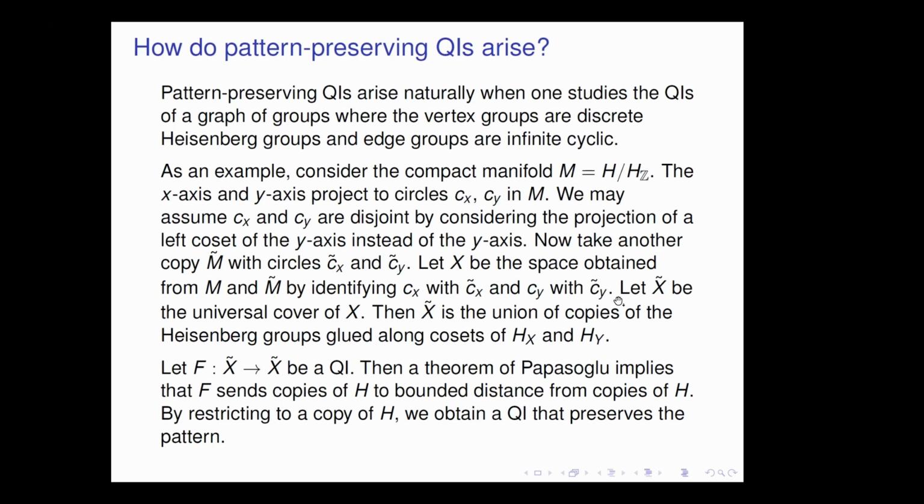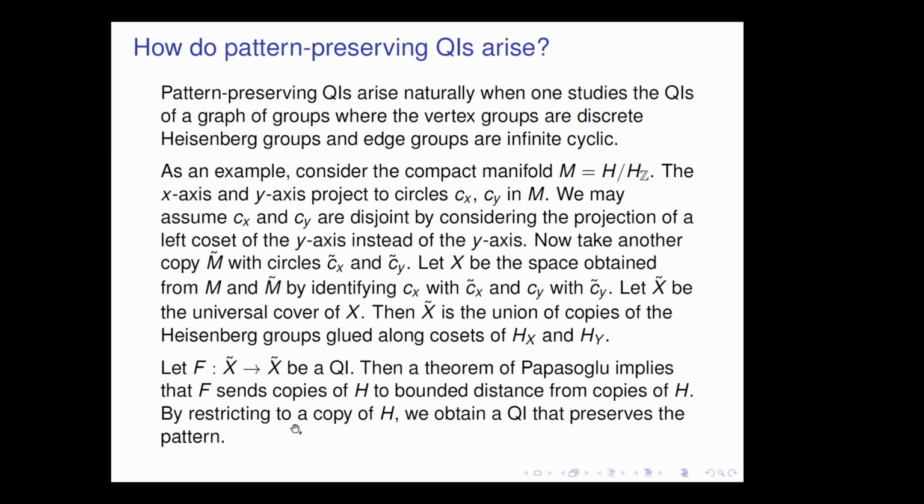Now consider the universal covering space X tilde. Since X is the union of two copies of manifold M, the universal covering space is the union of copies of the Heisenberg groups. They glue together along cosets of the x-axis and the y-axis. Now you consider a quasi-isometry of X tilde to itself. Then here you can apply a theorem of a subgroup, which implies that F sends copies of H to bounded distance from copies of H.